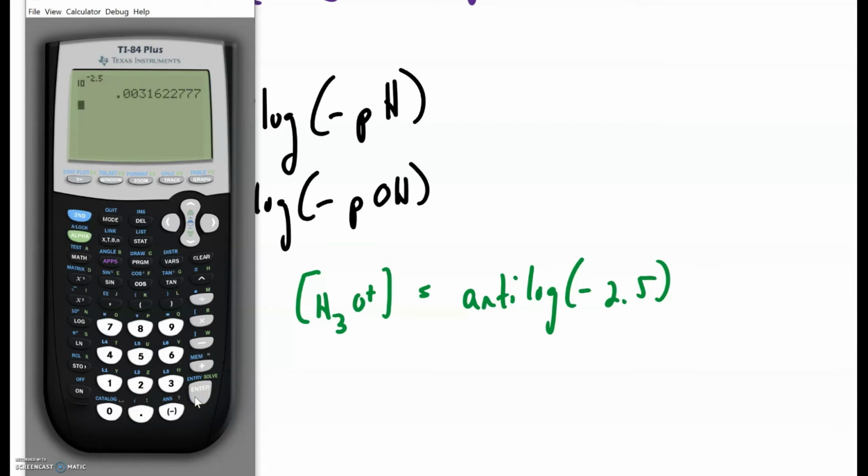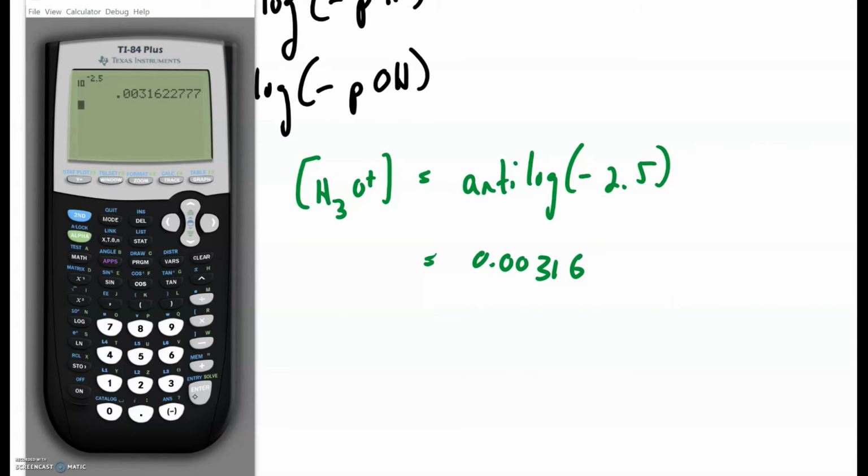It's going to write it out in long form, 0.00316. If you want to leave it like that, you can. If you want to put it into scientific notation, 3.16 times 10 to the negative third, you can. You can even round it to 3.2 times 10 to the negative third.